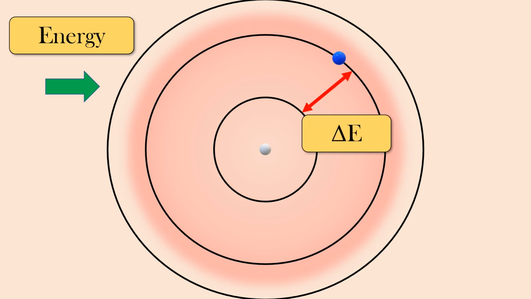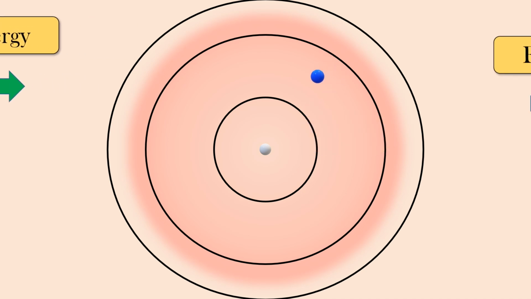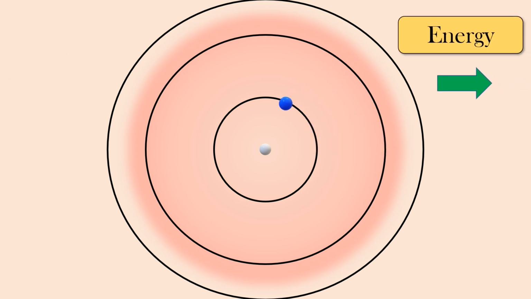On the other hand, if an electron transitions from a higher energy orbital to a lower energy orbital, it will emit the energy in the form of a photon. Again, the photon emitted will be equal to the difference in the energy of the energy levels.